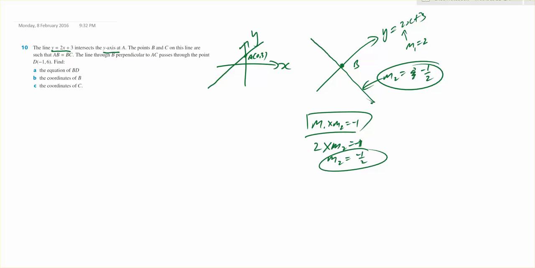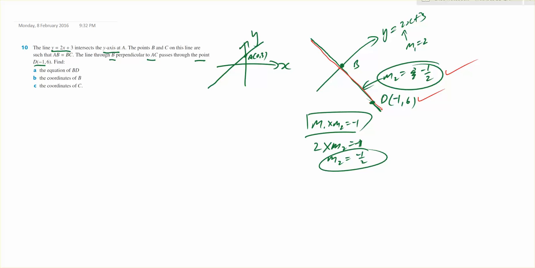Now, we're also given a piece of information about the perpendicular line. It says the line through B perpendicular to AC, which is the line I've just drawn, passes through the point D, (-1, 6). So on this line, we have a point D, and it passes through (-1, 6). Since we have a gradient and a point, we can find the equation of the line. It says find the equation of the line BD. BD means this line. We're trying to find the equation of this line, so it's the same line.